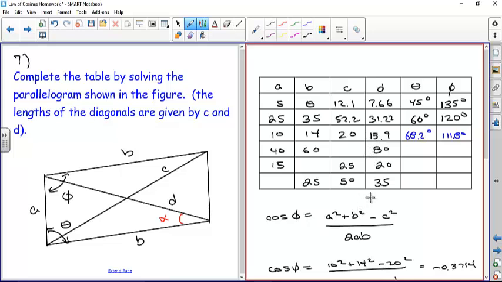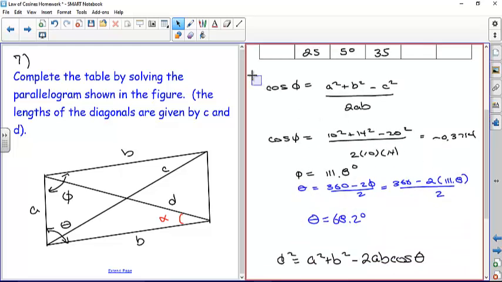Okay, so the next one is very similar, except because we have D, we're going to solve for theta first. Then we can calculate phi. Once we have phi, we can calculate C. So these two are similar, and then the last two are going to be similar as well. So again, let's delete some stuff. Make some room.